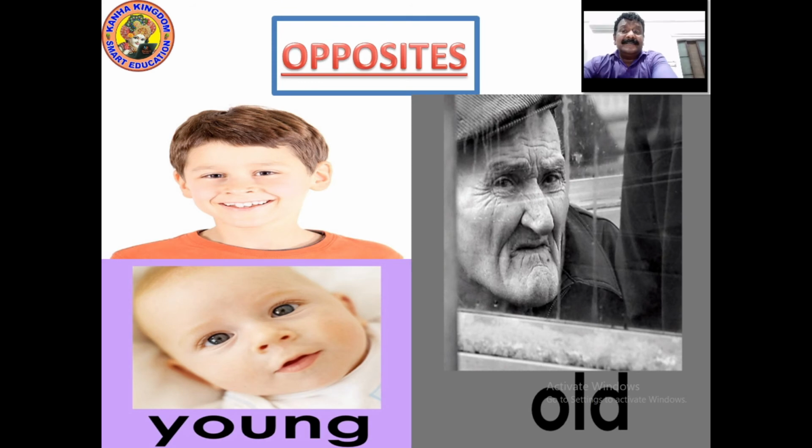Now look at the screens. Young. It's a very young kid. And you can see opposite of young is old. You can see an old lady with wrinkles on her face. Opposite of young is old. Opposite of old is young. Please write it down. Opposite of young is old. Old is young. Please write it down.